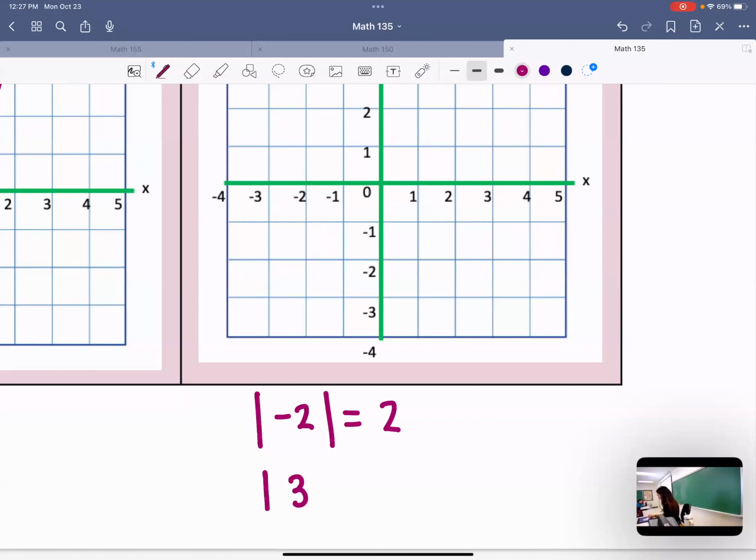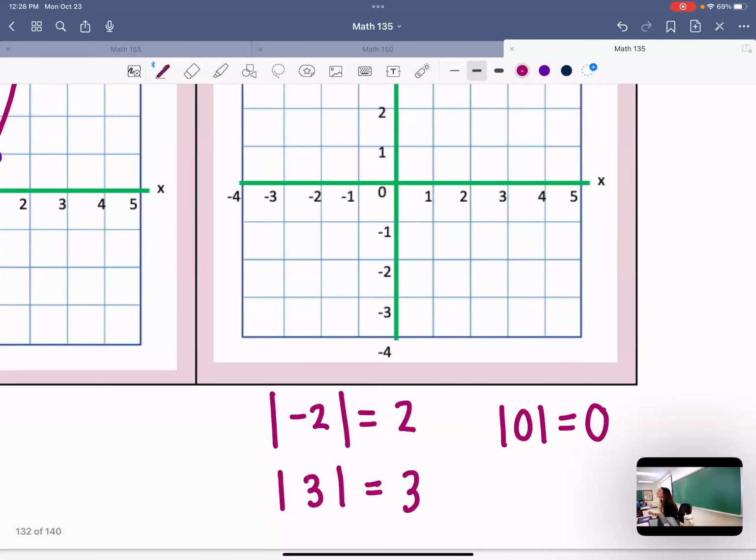Yeah, that's what I was just about to ask. What about the absolute value of 3? Does anyone know what this would be? Just 3. Okay. Yeah. So it basically turns everything positive. If it's already positive, then nothing happens. What about the absolute value of 0? It's just 0. Yeah. Okay.